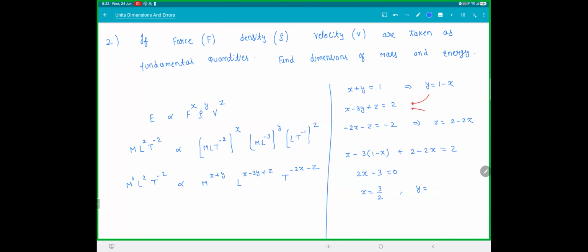Once you got x, then y will be minus half. And then z will be how much? 1 minus half, after 1 minus 1. Z is 1, right? Minus half, that is minus 1. Oh, that is 3 by 2. Yeah, what am I doing? Then you're done. So E is proportional to F power 3 by 2, rho power minus half, V power minus 1.